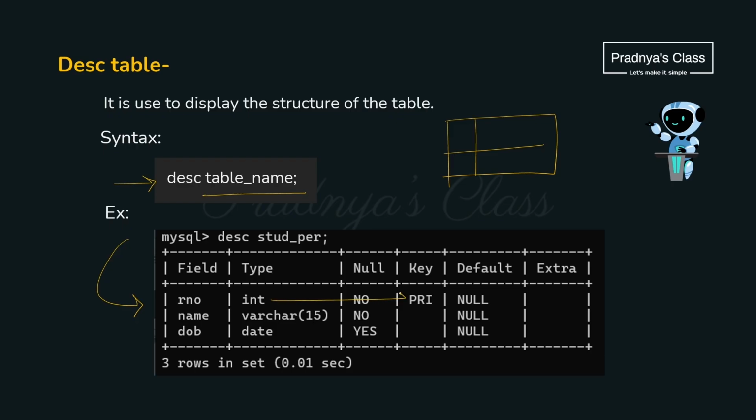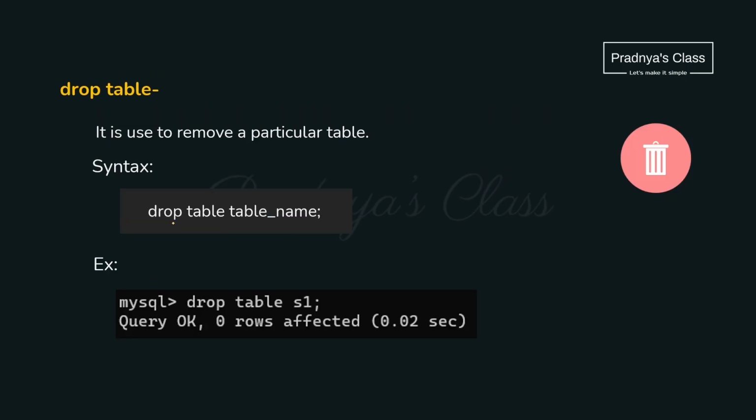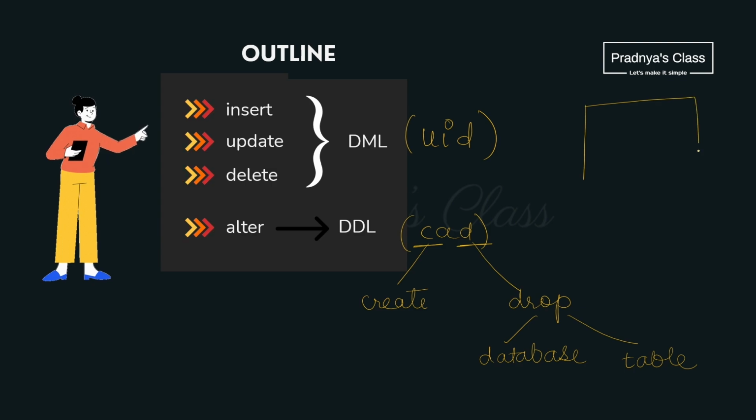Not only that, you will get the details of the constraint. We have show databases command to get the list of databases. In this way we have show tables command. With the help of that you will be getting a list of tables in that particular database. And with the drop table command you can delete the table. With the insert command we created the table, but that table will be empty.